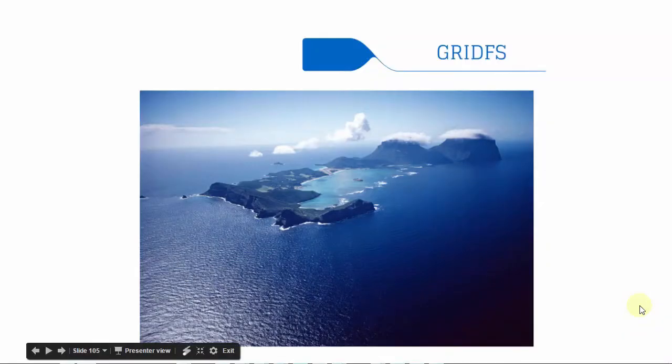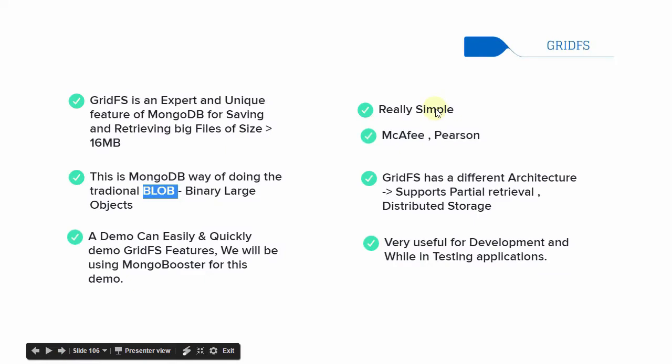GridFS. This is one of the interesting and important features of MongoDB. Using GridFS, you can save files of size more than 16 MB directly into the Mongo database. GridFS is widely popular in saving audio and video file formats, PDF documents, scanned images, etc. Learning GridFS is very simple. You can learn it in less than 10 minutes.